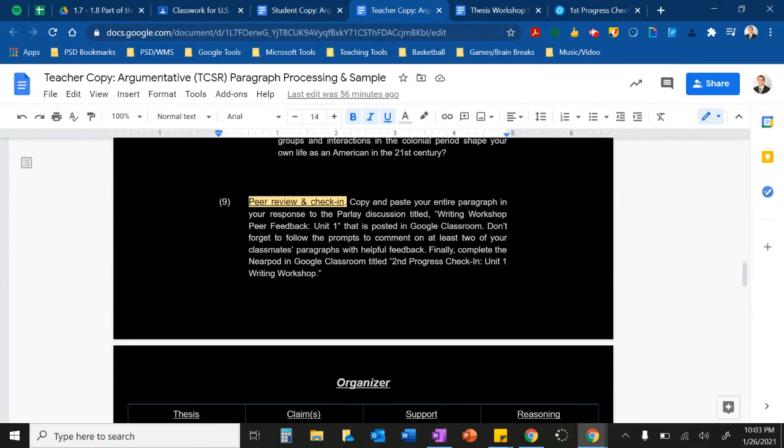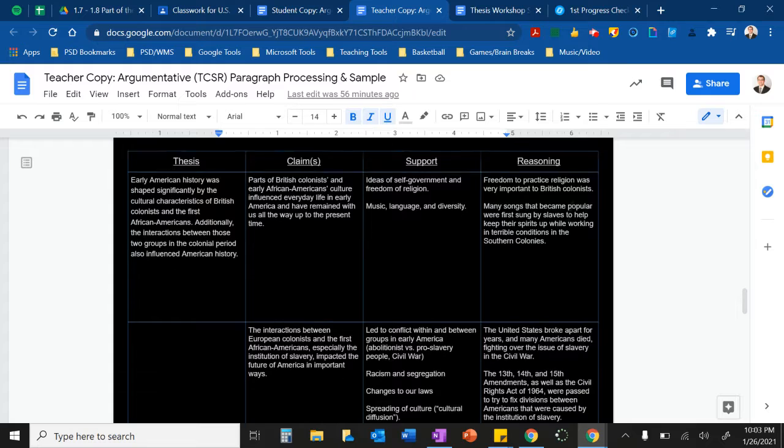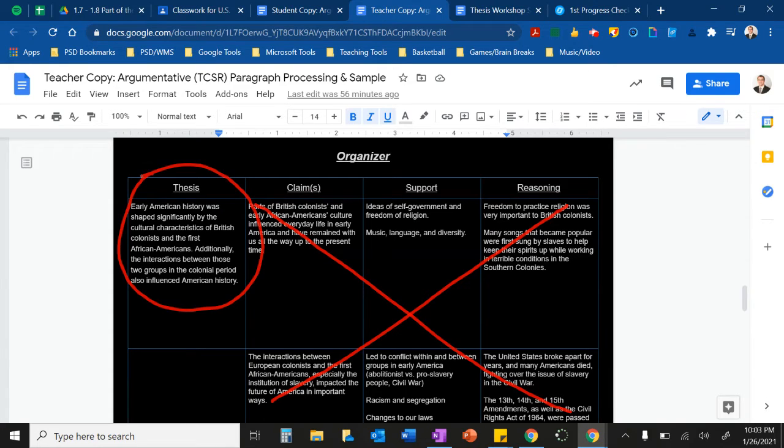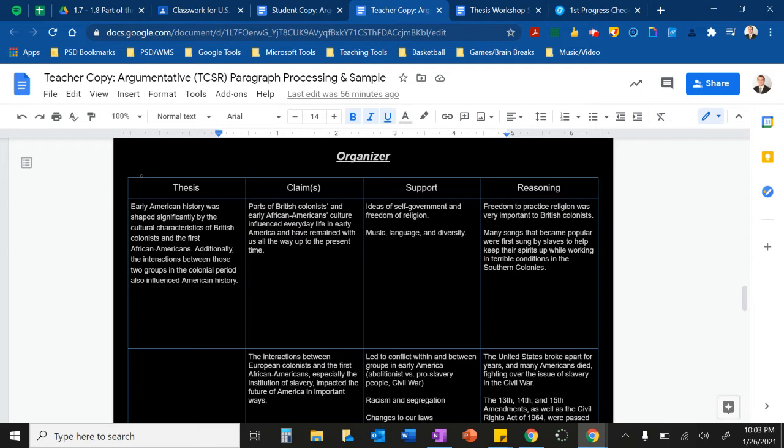So I told you that I was focusing on European colonists and the first African Americans. So first of all, ignore all of this stuff for now. That'll be day 2 stuff. Right now, we're focusing on the thesis statement part only. And I wrote, when I was putting it into words for that step 2, I said early American history was shaped significantly by the cultural characteristics of British colonists and the first African Americans.